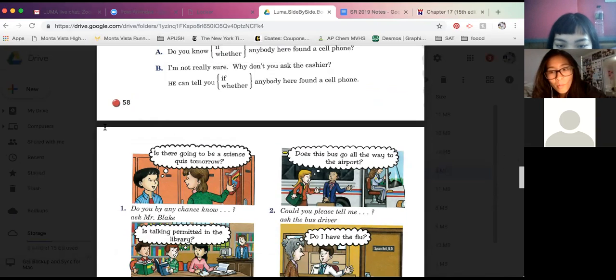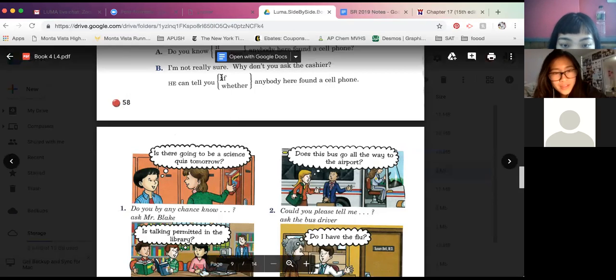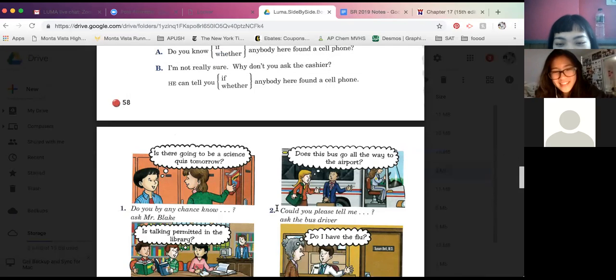Okay. And next one: could you please tell me does this bus go all the way to the airport? For this one, I think the grammar structure wants you to use "if" or "whether". So, yeah, it's okay. Okay, again. Could you please tell me if this bus goes all the way to the airport?